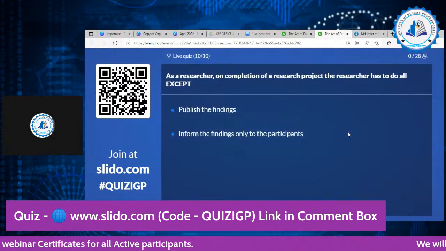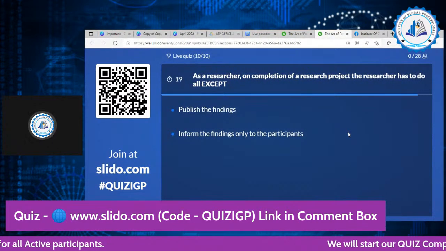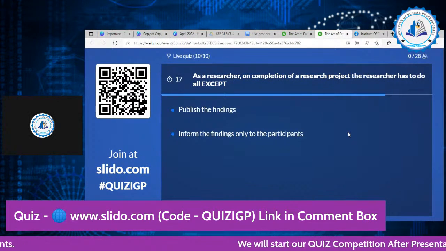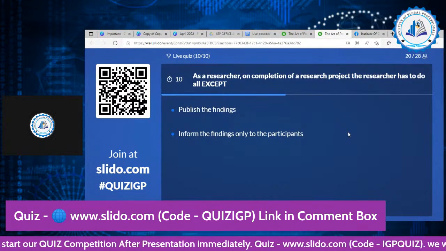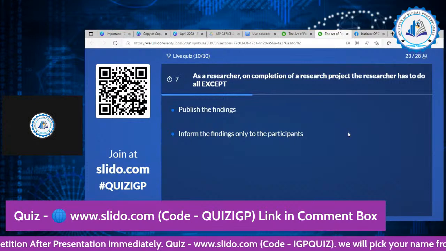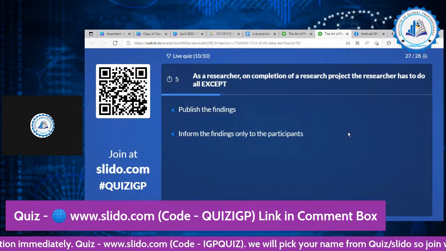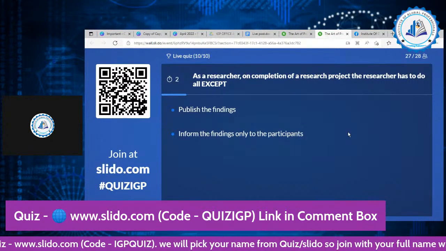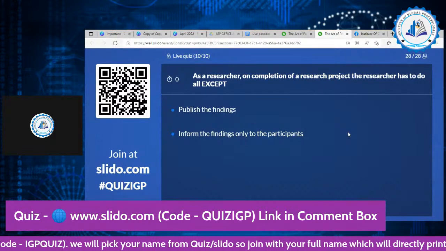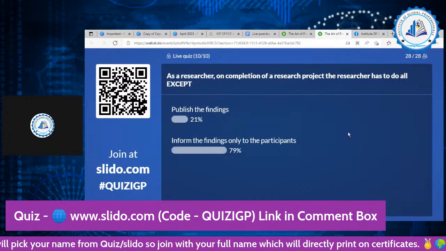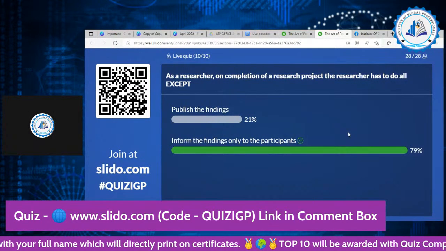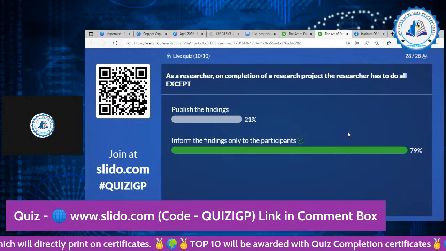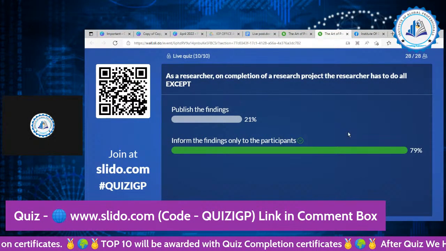Our last and final question is, as a researcher on completion of a research project, the researcher has to do all except, is it publish the findings or inform the findings only to participants? 79% of our participants give the right answer, and the answer is inform the findings only to the participants.